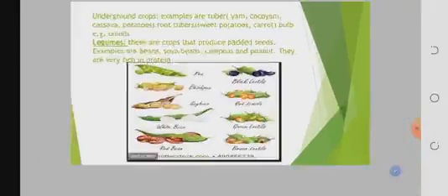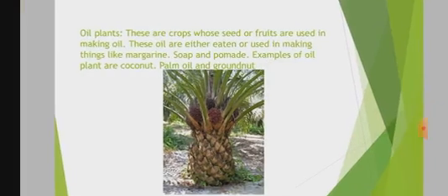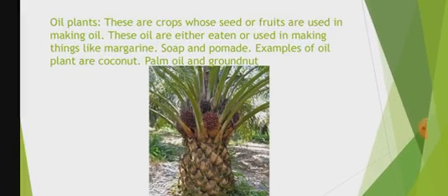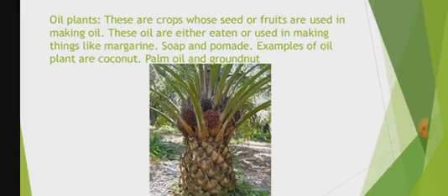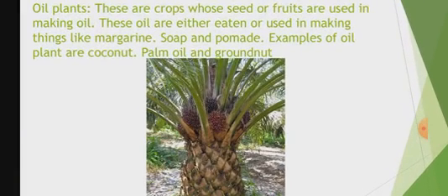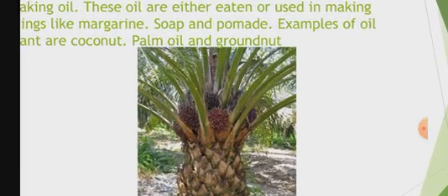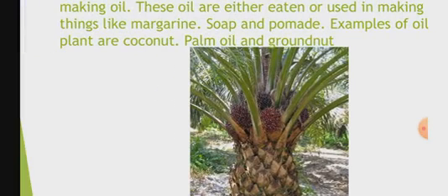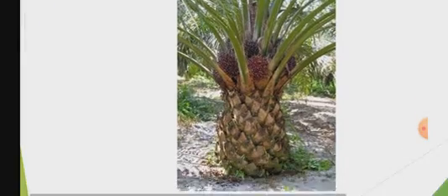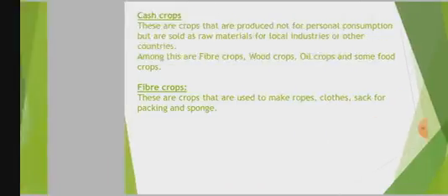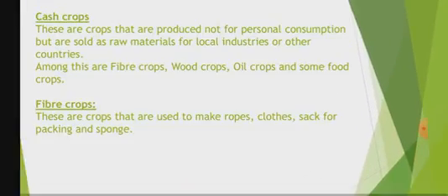Alright. We also have oil plants. These are crops whose seed or fruit are used in making oil. This oil is either eaten or used in making things like margarine, soap, and pomade. Examples of oil plants are coconut, palm oil, and groundnut. That is a palm tree there where we can get some of those useful materials. Okay, we are done with food crops.